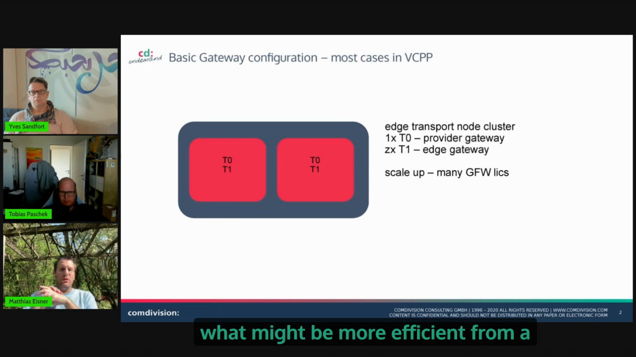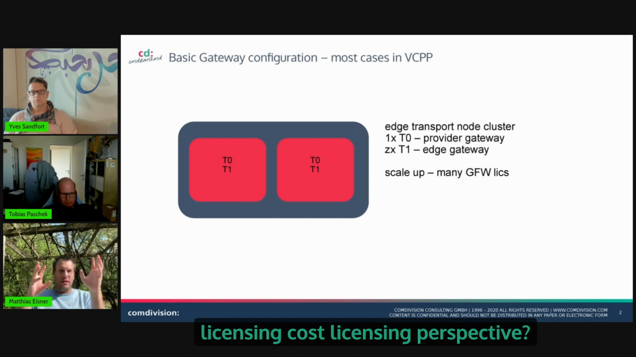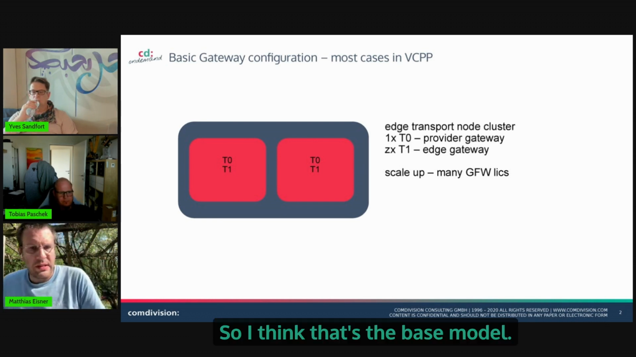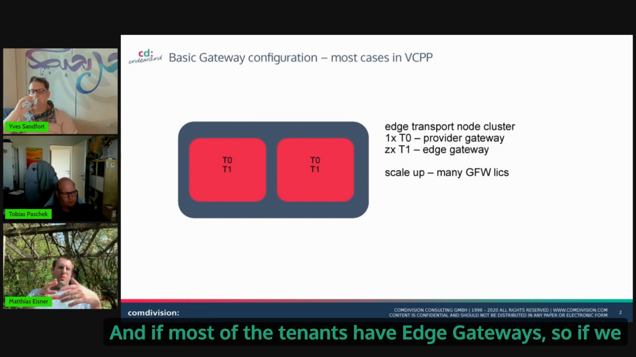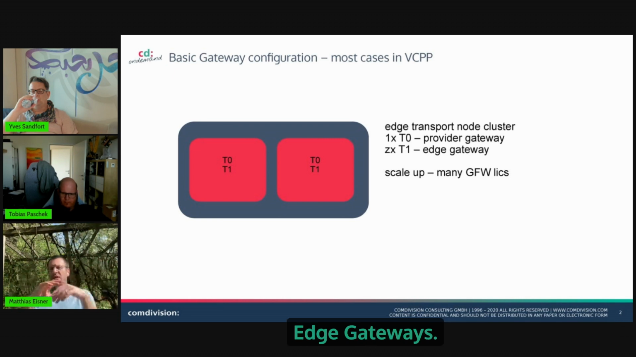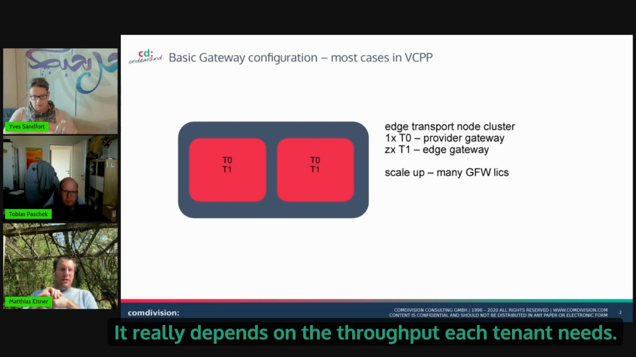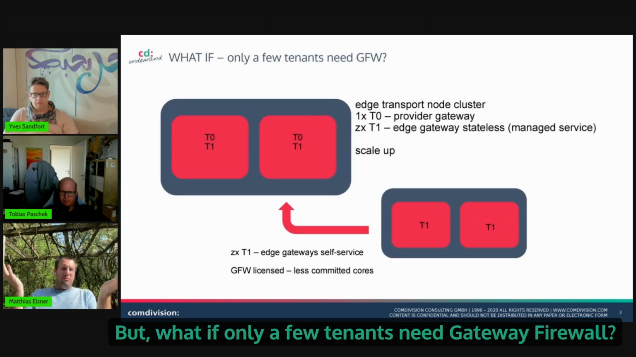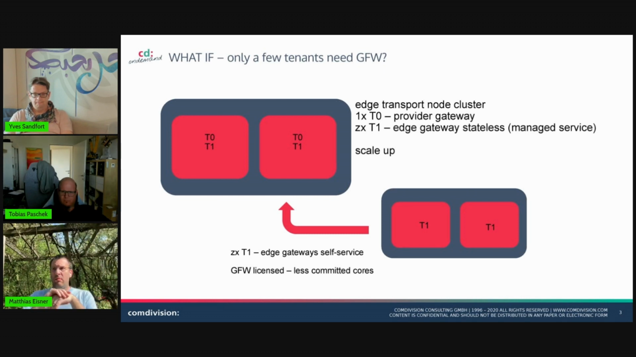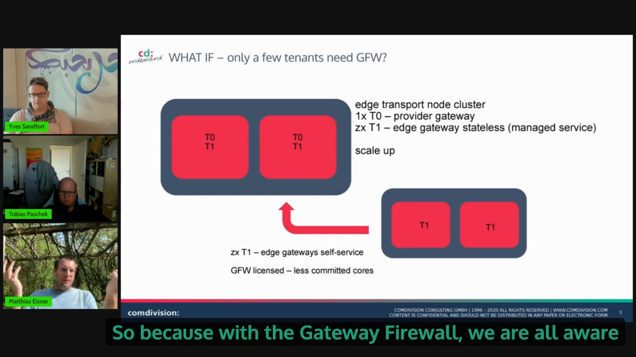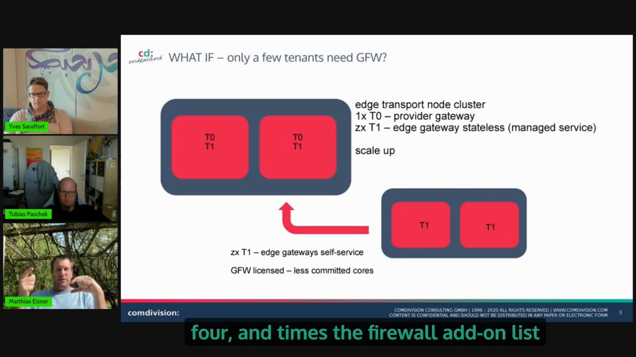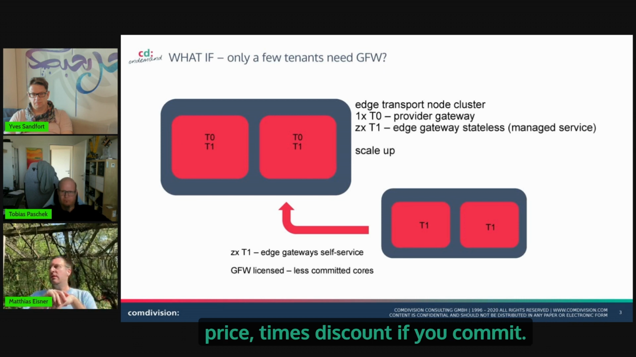What might be more efficient from a licensing perspective? But let's stick with the virtual world. So I think that's the base model. And if most of the tenants have edge gateways, so if you deploy large, you can run 50, 60 edge gateways. It really depends on the throughput each tenant needs. So very, very basic. But what if only a few tenants need gateway firewall? Because with the gateway firewall, we're all aware that you license the cores times 4 times firewall add-on list price times discount if you commit.